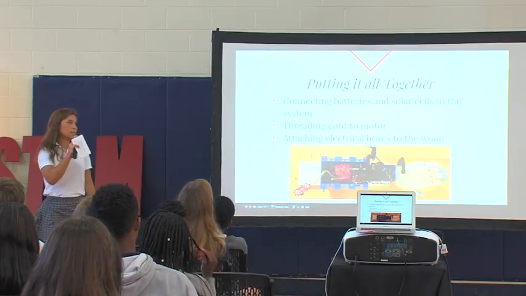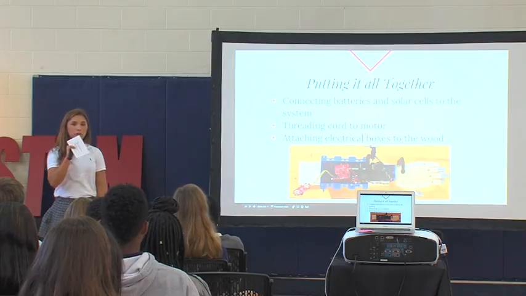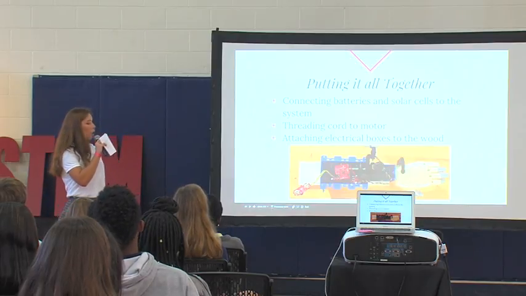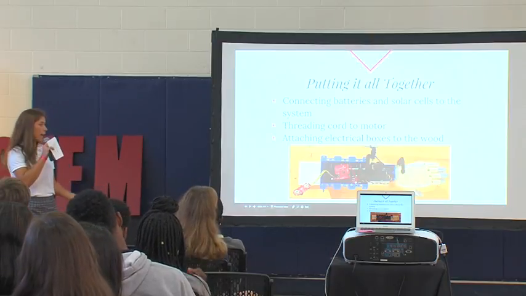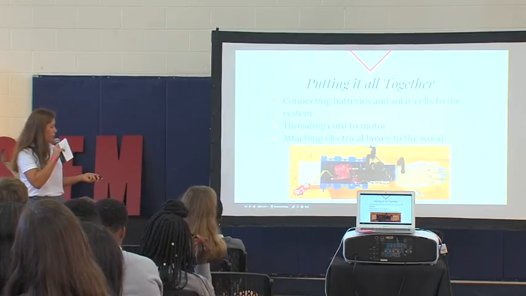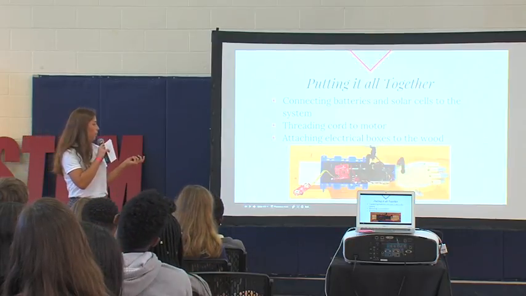So then I put it all together. What I had to do is connect the battery to their respective spaces, and then I also connected the solar cells. And then after this, I had to thread, right here you can see, the cords from the hand to the motor.